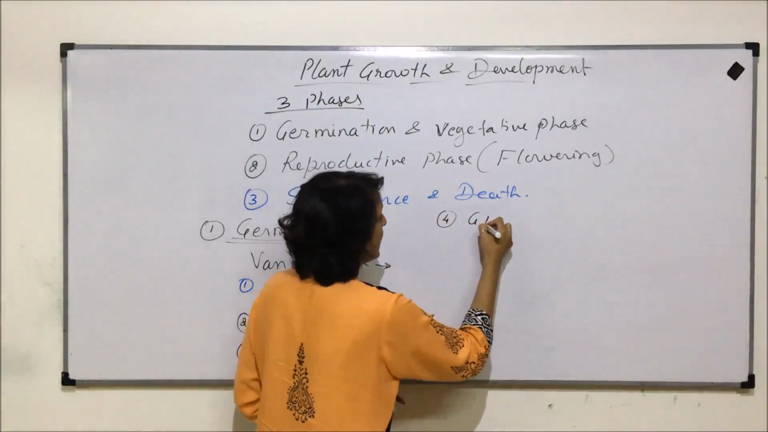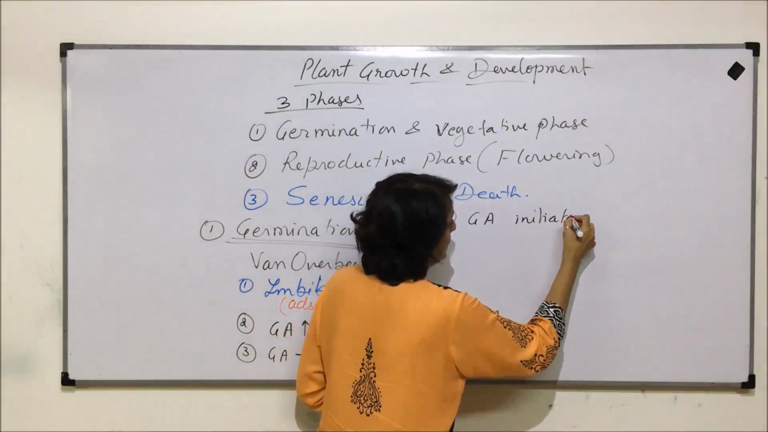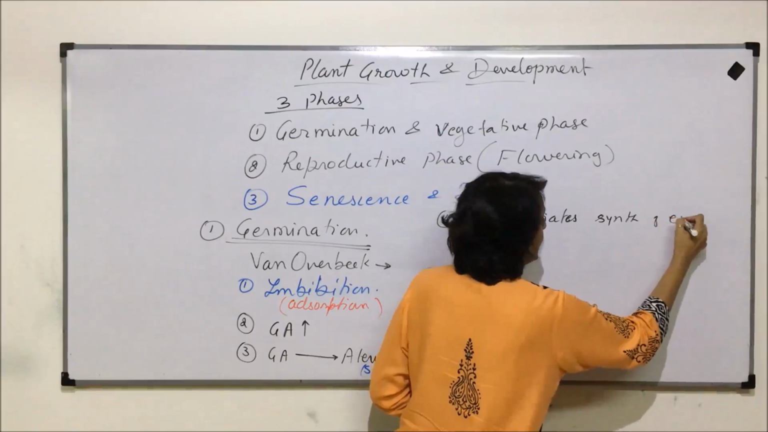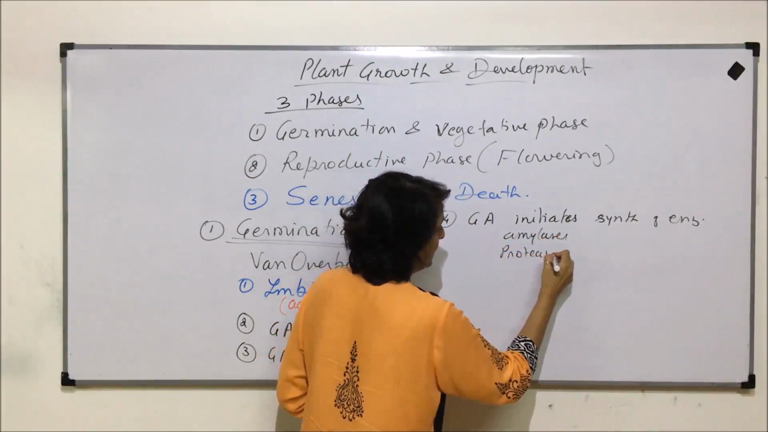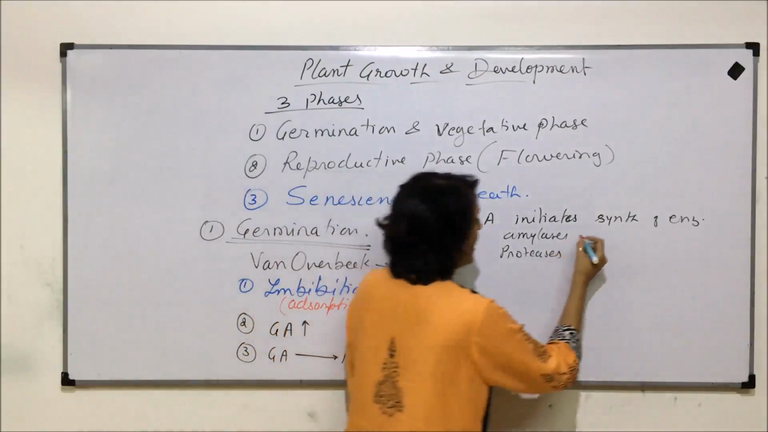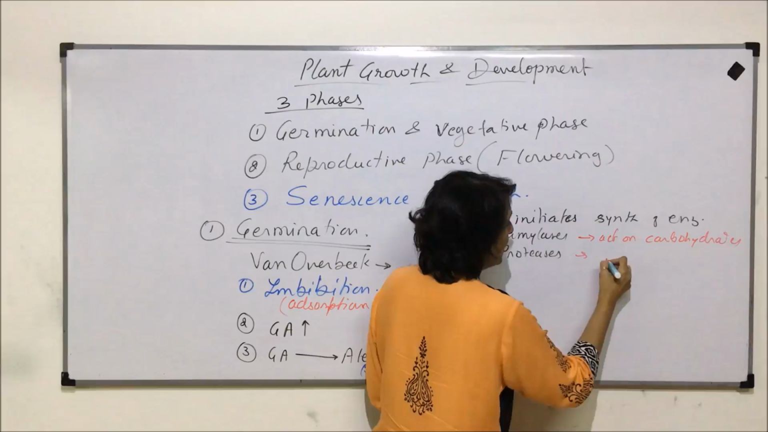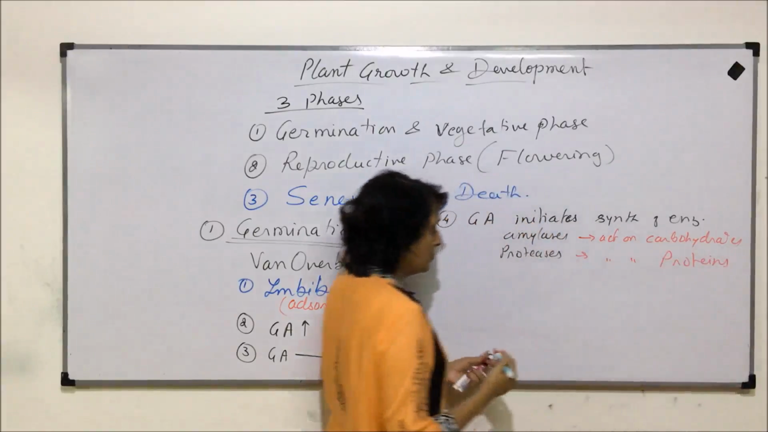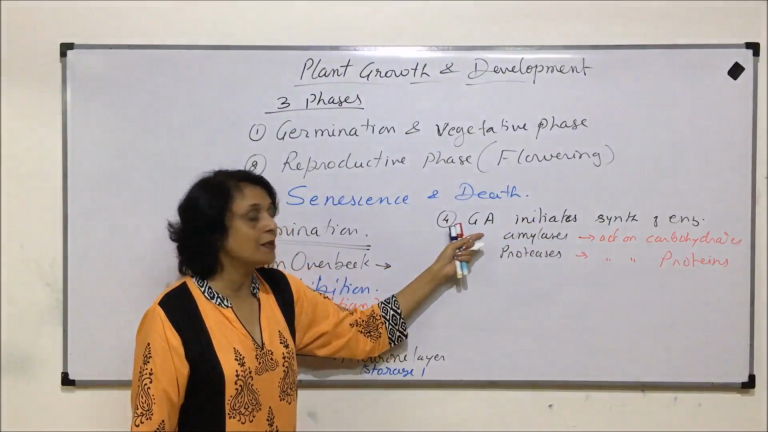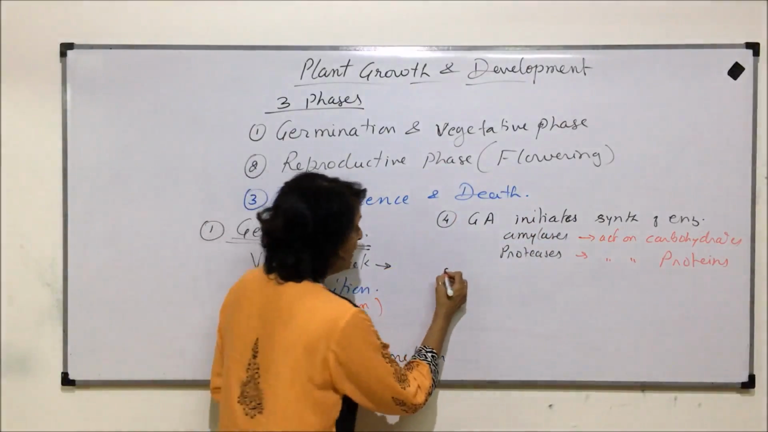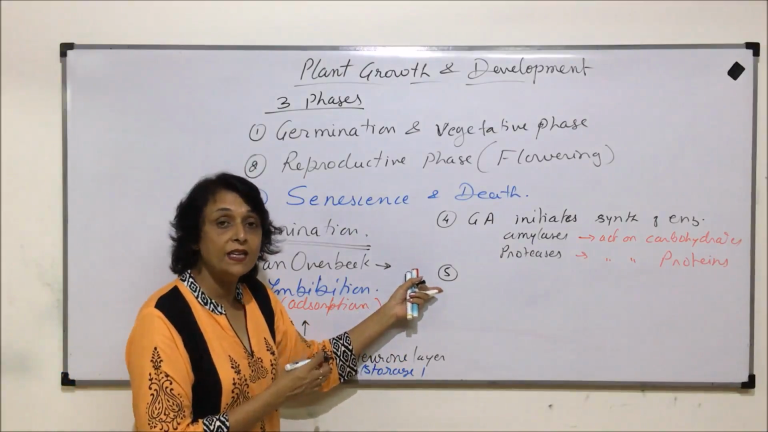Next step, gibberellic acid initiates synthesis of enzymes like amylases and proteases. Amylases are the enzymes which act on carbohydrates, and proteases act on proteins. So now the reserved food would be digested with the help of these enzymes which are synthesized, and their synthesis has been initiated by gibberellic acid. Now when these food molecules are broken down, digested, nourishment is supplied to that embryo.